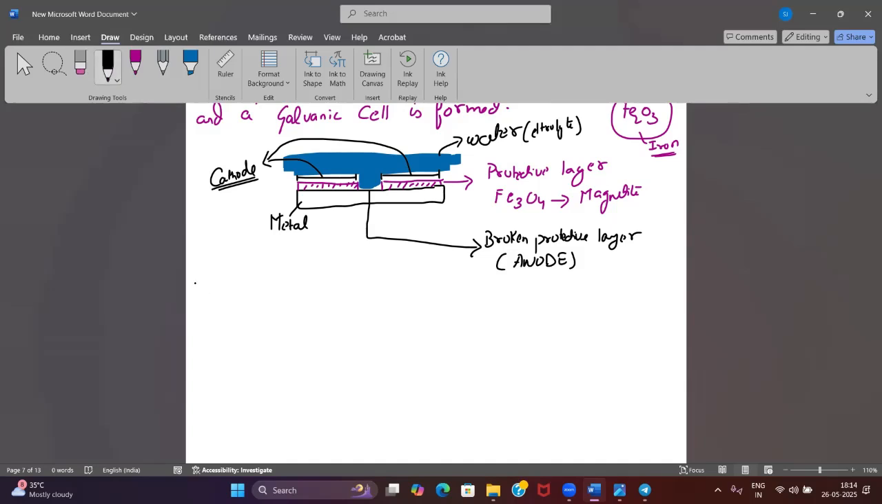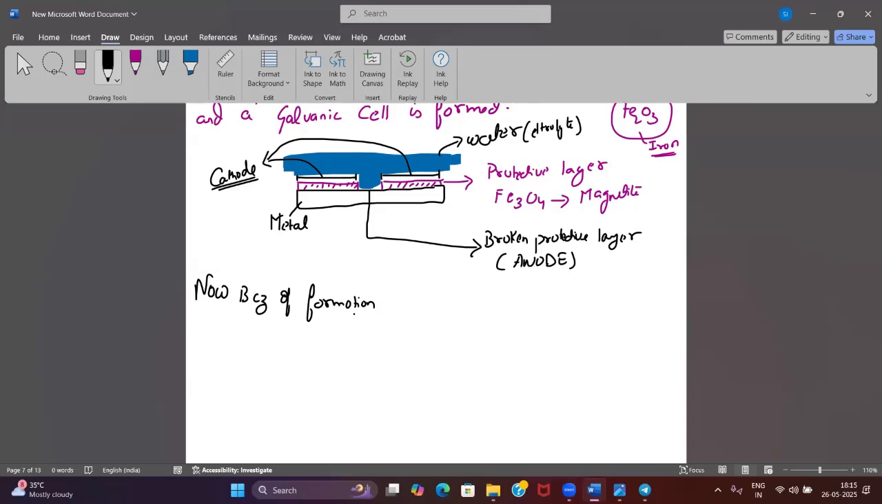The magnetite layer, will it be on both sides, inside and outside, or only inside? Where your water will be, it will be there. But outside, in case the pipe is stopped, air will be there. Yes, air will be there, but air alone cannot cause corrosion. Air or metal alone cannot give corrosion. You need water, the electrolyte, there also.